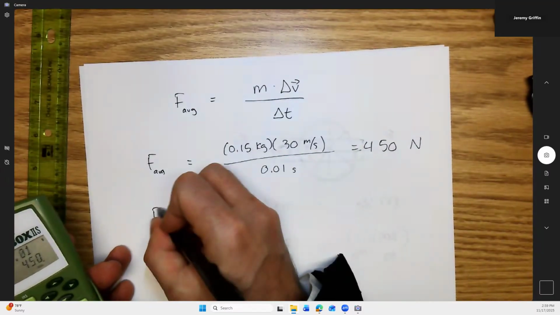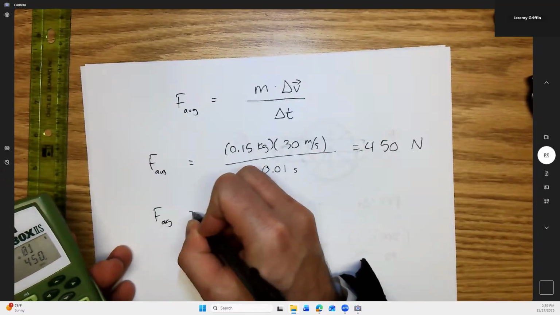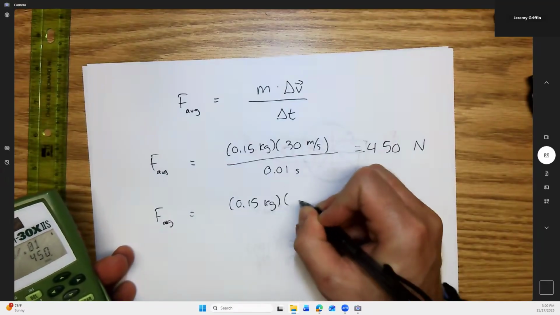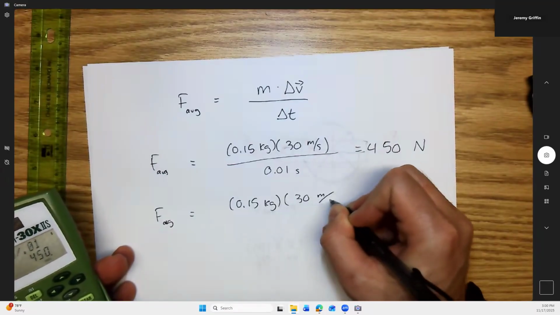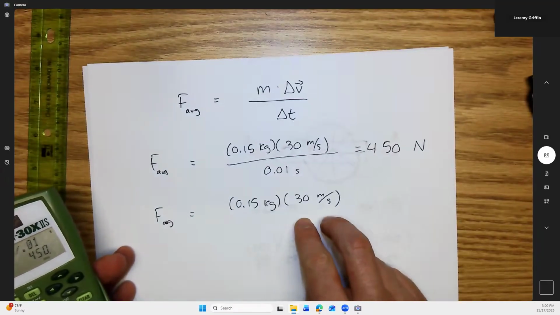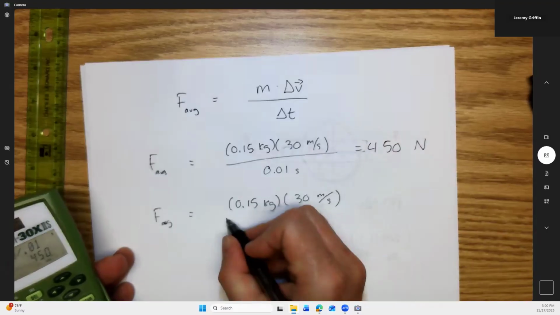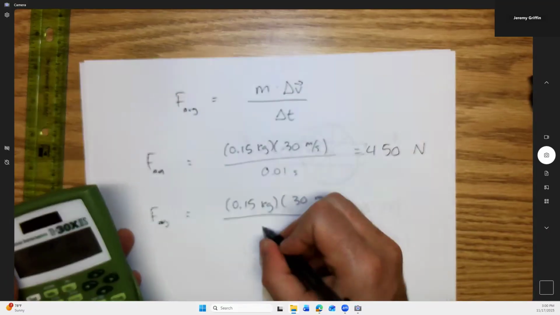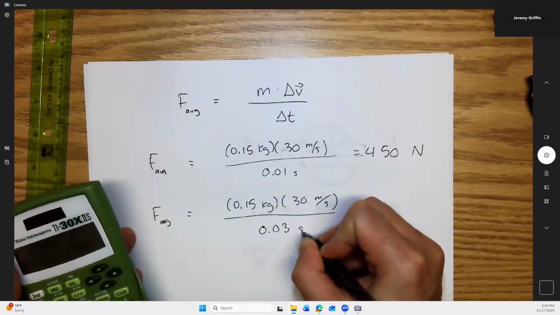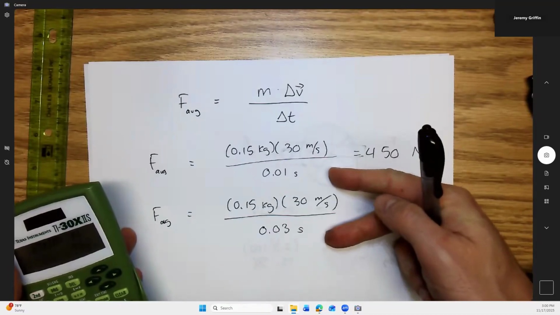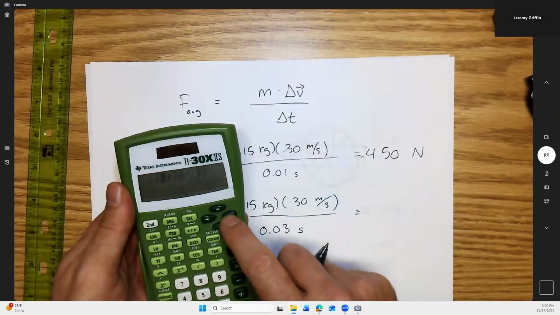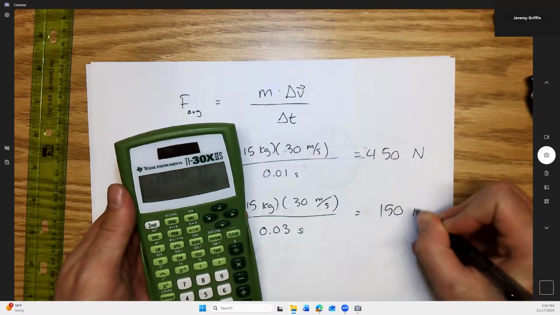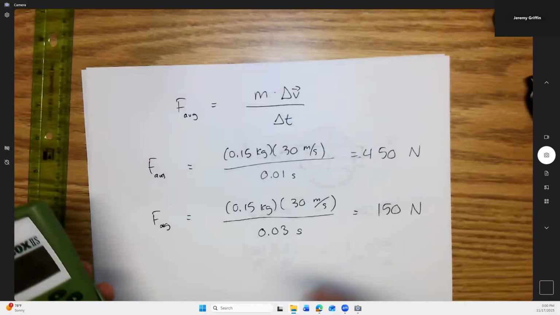And what if you take the exact same baseball, so 0.15 kilograms, also thrown at 30 meters per second, and you're still bringing it to a stop, so the change of velocity would be the same, from 30 down to zero. But you pull your hand back while you're catching it. What if you triple the amount of time it takes to stop? You see that, triple the amount of time? Well, I should get a third of the force. Yeah, 150 newtons. Now it's not nearly as much force. You see that?